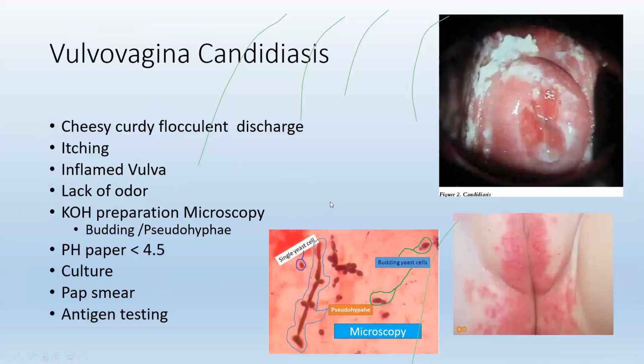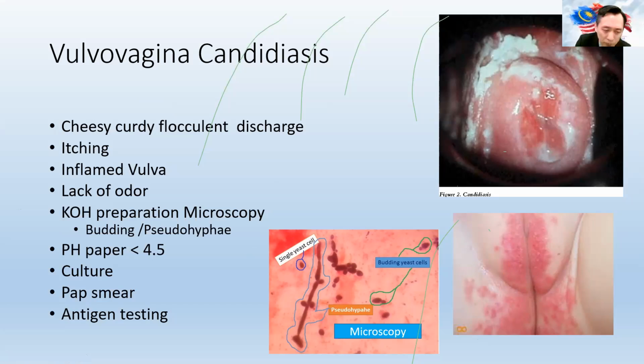So vulvovaginal candidiasis, most of the time the discharge is cheesy, curdy, flocculent. There's an itch over the vulva, labia or anal area. If you put a potassium hydroxide preparation, you can see budding and also pseudohyphae. This is the budding of the Candida species. All right, this is the hyphae. Sometimes they do cause vulvovaginal candidiasis. All right, the pH is less than 4.5, which is acidic. We can also do culture. Pap smear does tell me that there's vulvovaginal candidiasis.